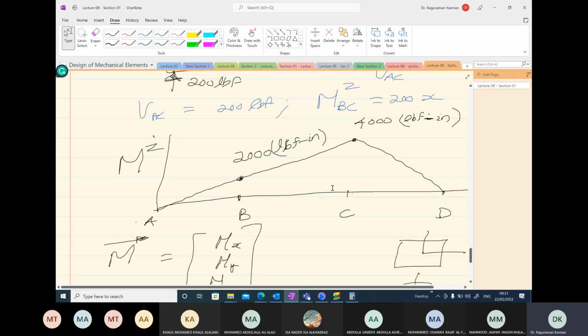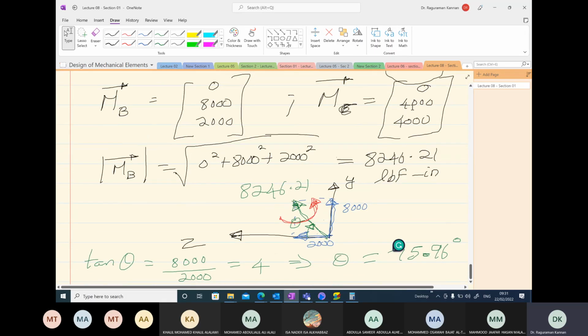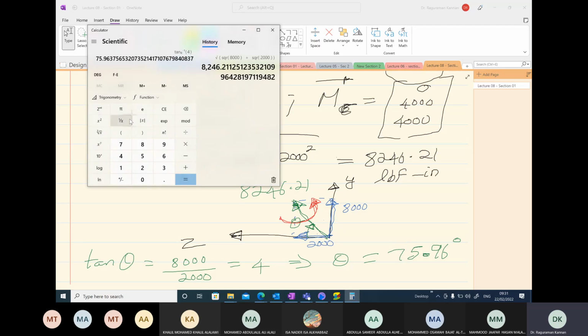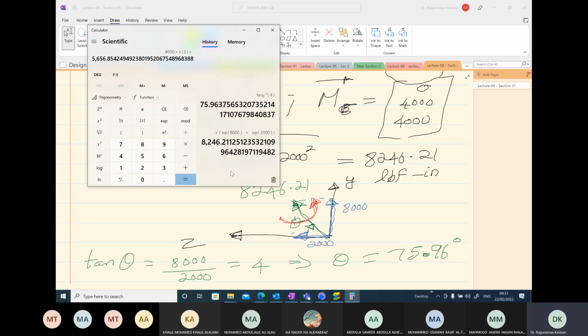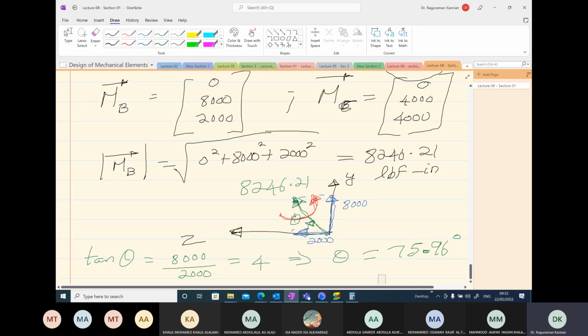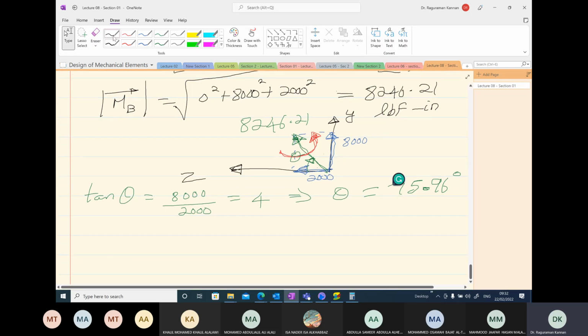We can do the same for point C. Find the resultant and find the directions, and at point C you will have a different magnitude, 4,000 root 2. That is the answer you are going to get. So let's see here. 4,000 times square root of 2 is equal to, I get 5656. So this is a lesser value. Clearly we can see the magnitude of MC is less.